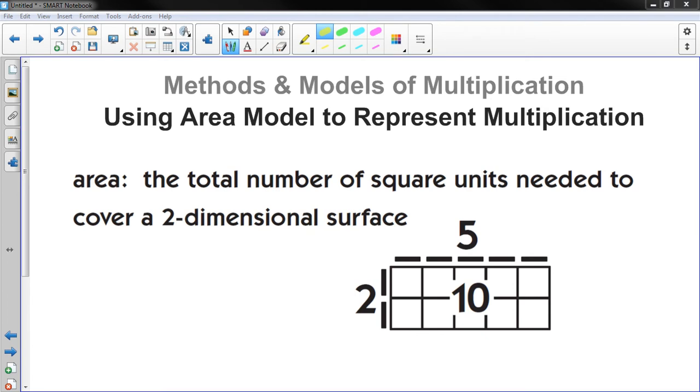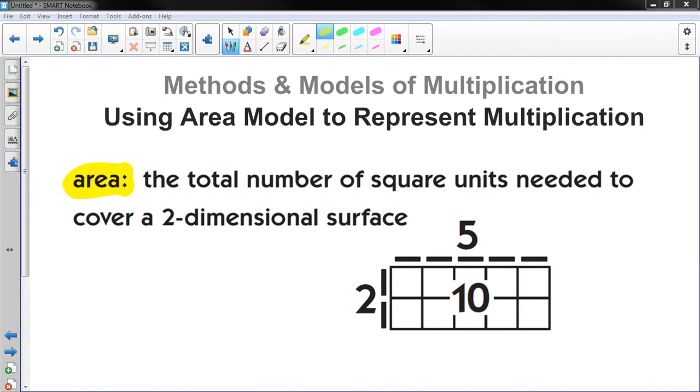Hello, this is Mr. Knowles, and this instructional video focuses on using the area model to represent multiplication. It's a visual way to represent multiplication and figure out multiplication problems, and we'll be spending a lot of time on using this method throughout the year. So let's get started. Before we actually get started though, we should really get an idea of what area means.